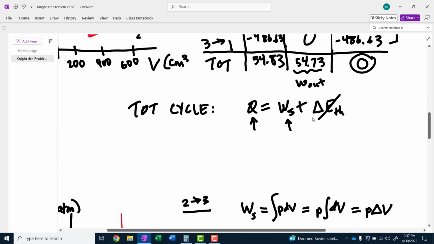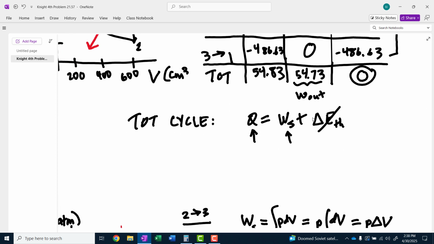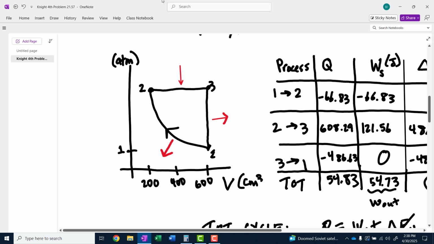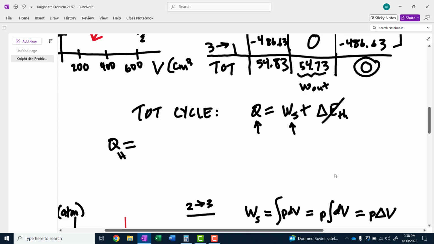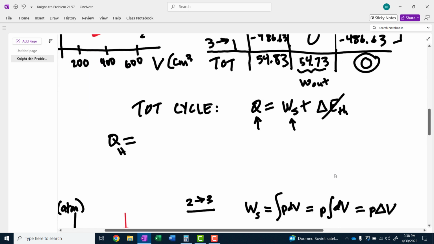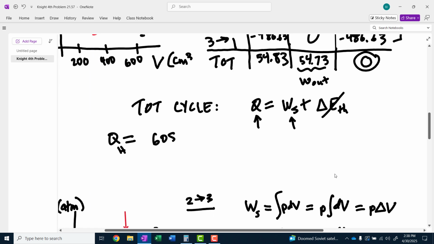Okay, now the other thing we should determine is QH. QH is the sum of all of the positive Q's. And we know from the diagram, we already thought about this, only one of the Q's is positive. That's from 2 to 3. This is when heat is entering the system. So that would be the positive number in the Q table. That's the 608.29. I'll just call it 608.3 joules.